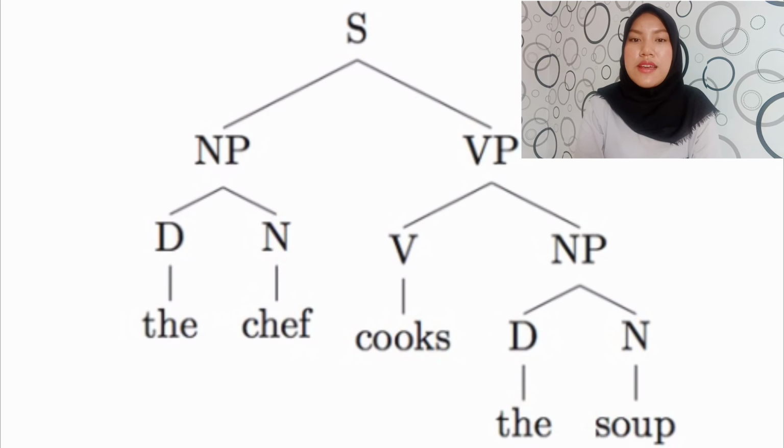Example, the sentence, the chef cooked the soup. So, the explanation from that sentence: the determiner article is the and the noun is chef. The predicate is more complex as it consists of both a verb and noun phrase. Breaking down the predicate, the verb is cooked and the noun phrase is the, as a definite article, and soup as the noun.